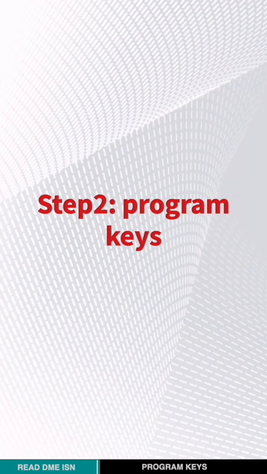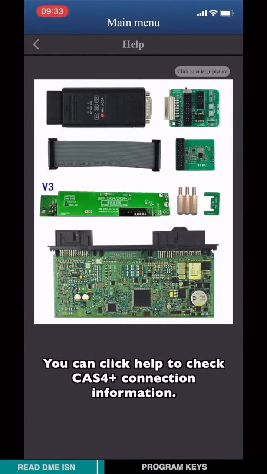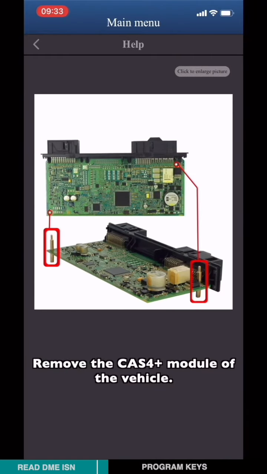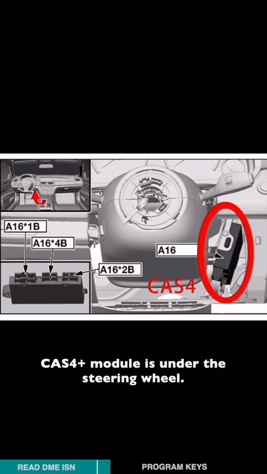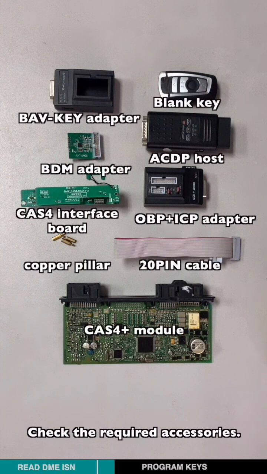Second step, program the CAS. You can click Help to check the CAS4 Plus connection information. Remove the CAS4 Plus module of the vehicle. The CAS4 Plus module is under the steering wheel. Check the required accessories.